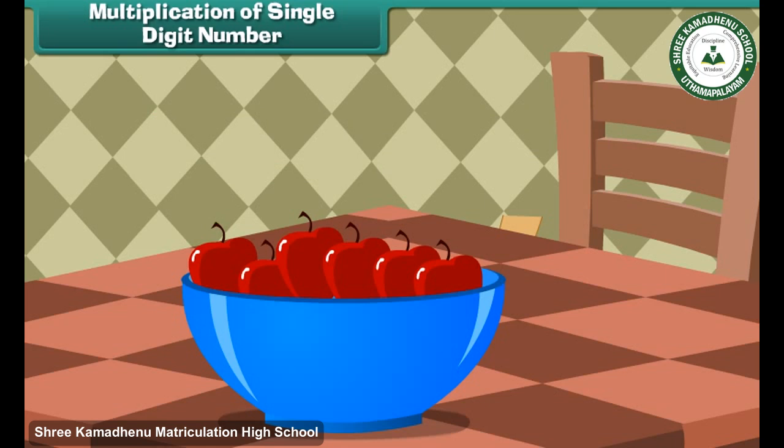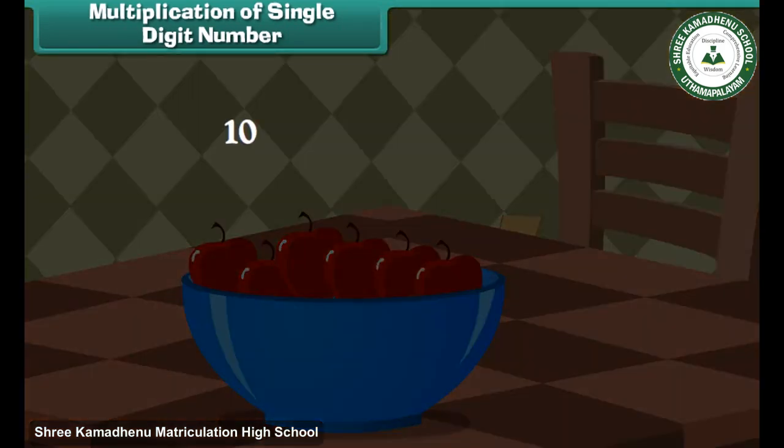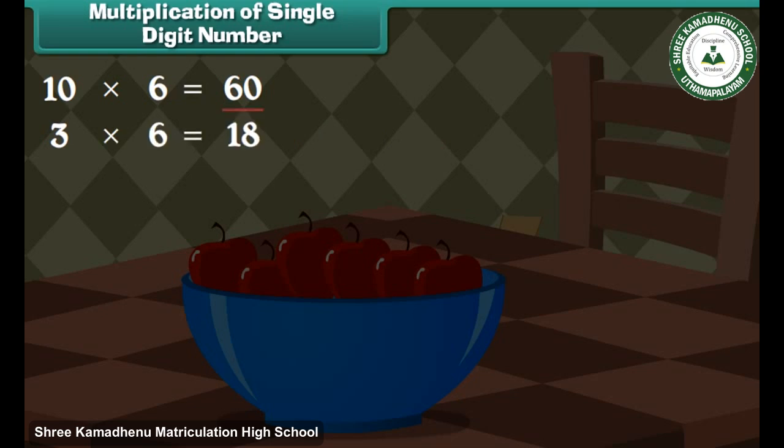We must multiply 13 and 6 to find the answer. Write 13 as 10 plus 3. Multiply 10 and 6. Then multiply 3 and 6. Sum the results up. 10 multiplied by 6 is equal to 60. 3 multiplied by 6 is equal to 18. 60 plus 18 is equal to 78. 13 bowls will contain 78 fruits.